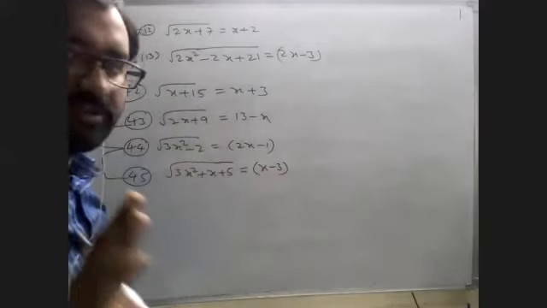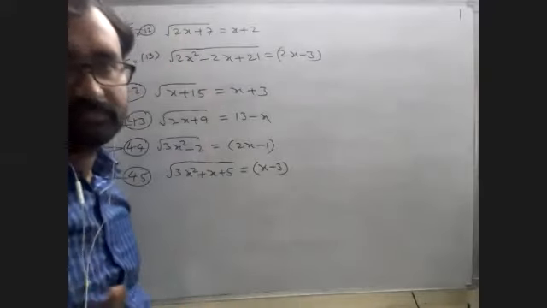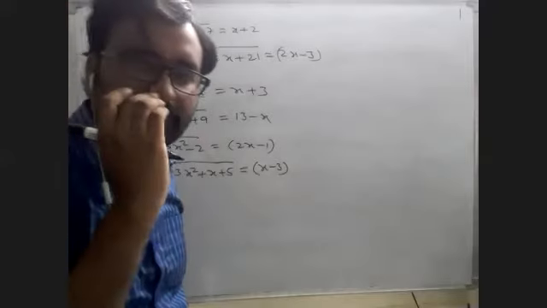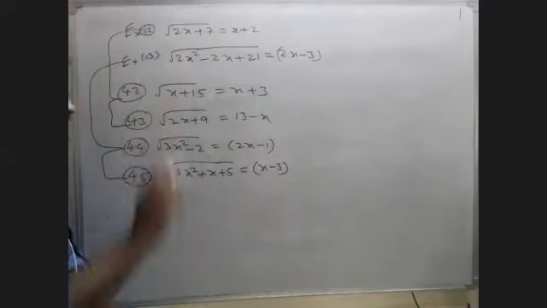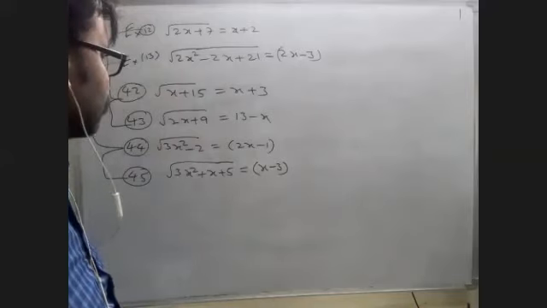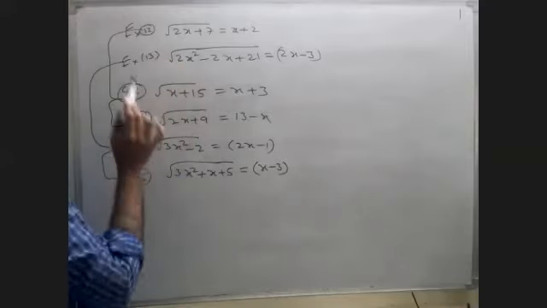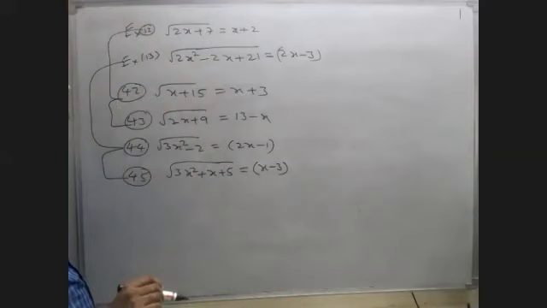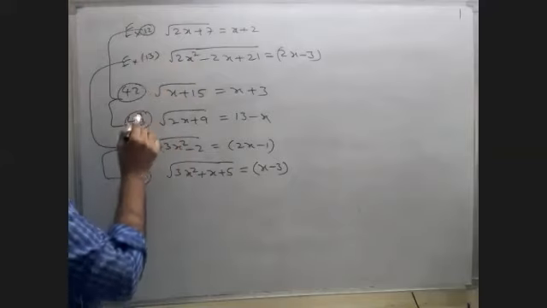Tell me, I will give you any two from these three. Tell me which two you want, fast. 12, 42, 43. Tell me which two you want. Sir, 13 and... I am asking 42, sir. 12, 42, 43. Okay, sir. Which one? Sir, 43, you explain. Yeah, 43.